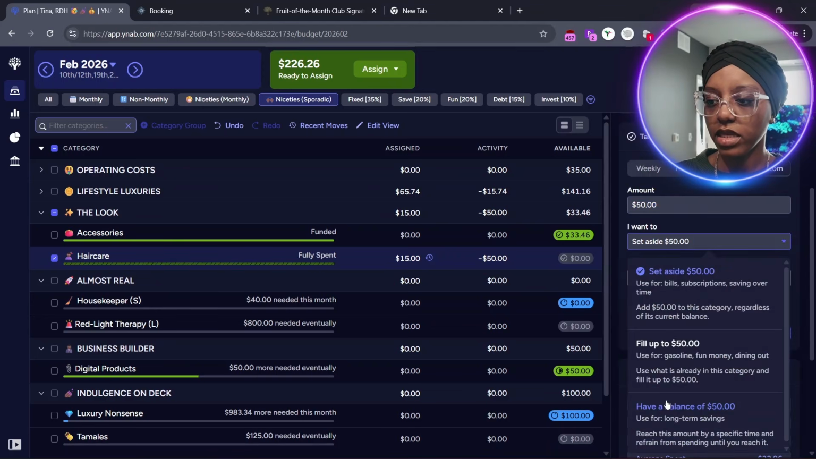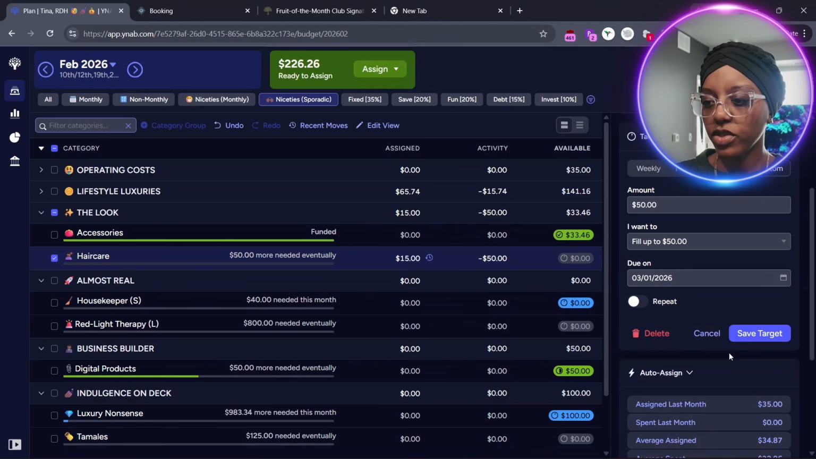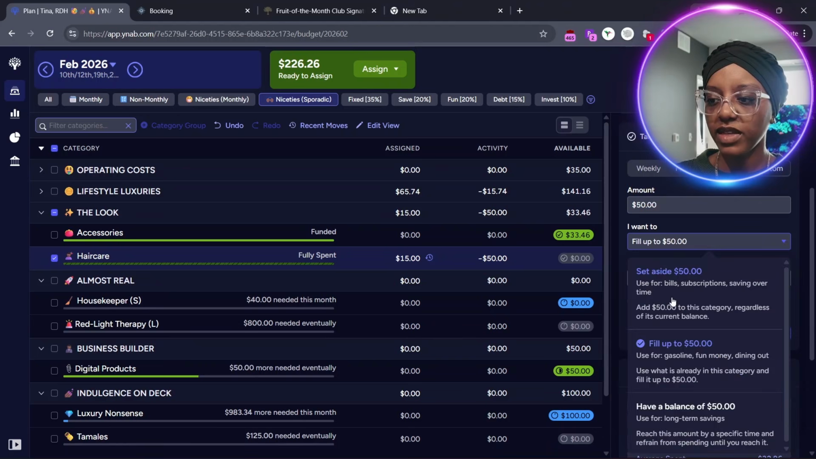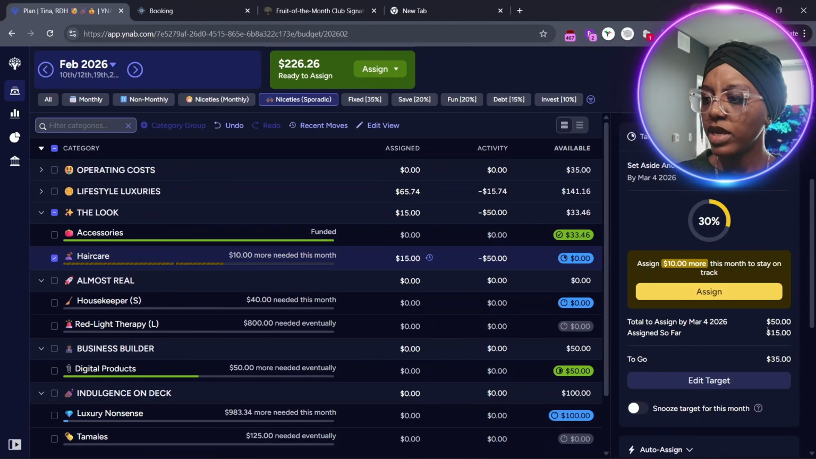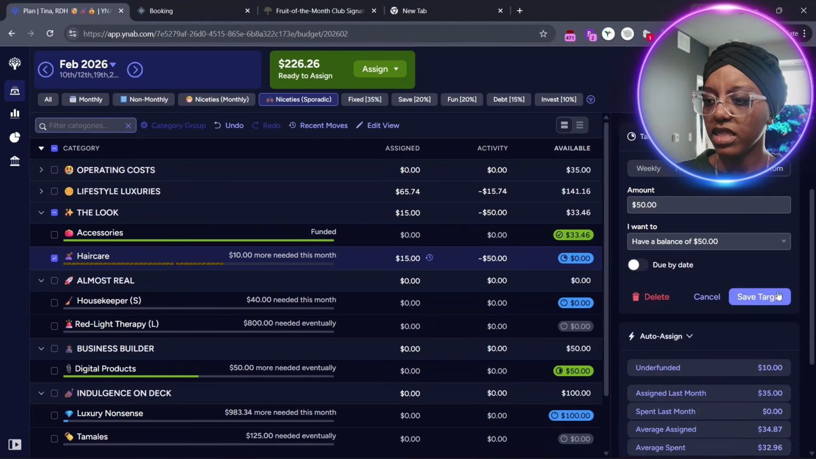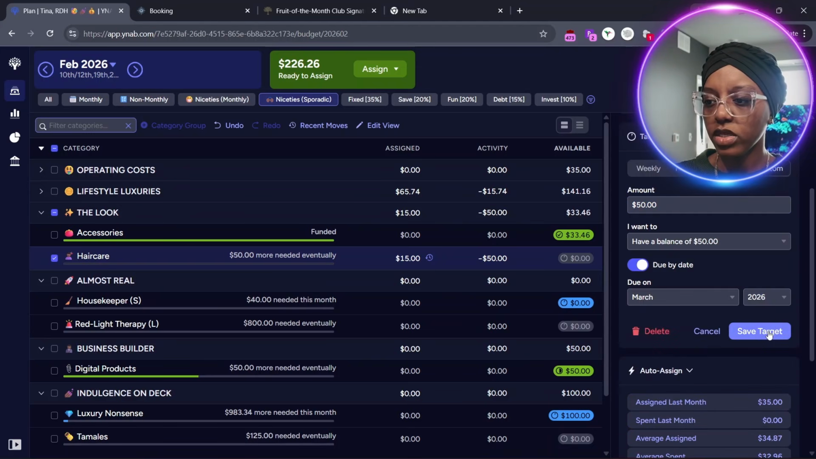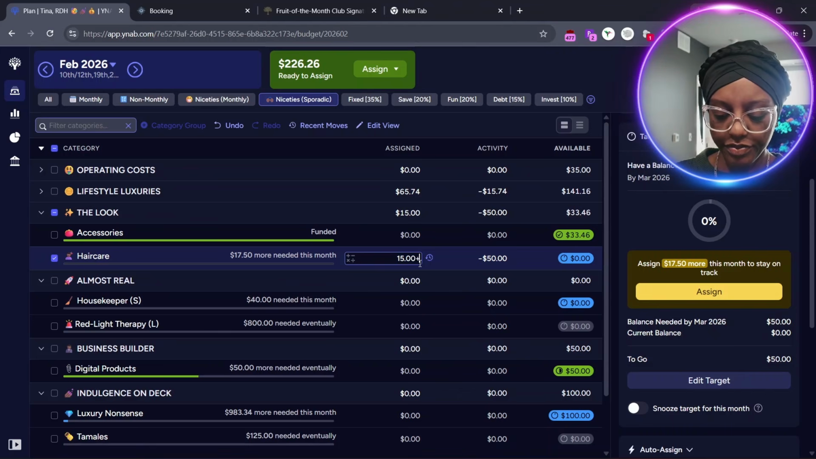Because I need to have a balance of, oh wait, is that right? Fill up to, there we go. Fully spent, come on, help me. Needed by March 4th because I spend it in this month, right? So is it have a balance of, set aside, $10 needed this month? How do you need $10? Have a balance of, I think is what it needs to be. Yeah, have a balance of, and then just do by March, whatever. So then I'll do $10.